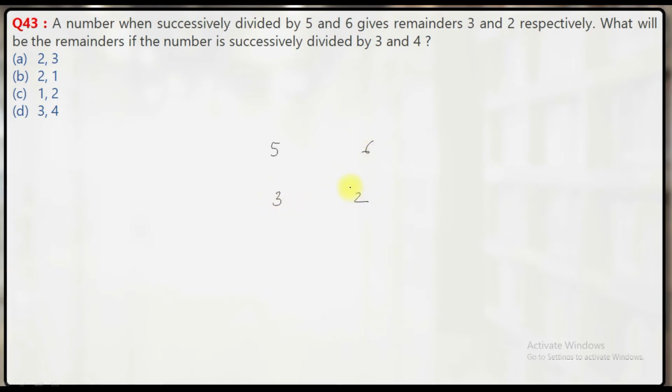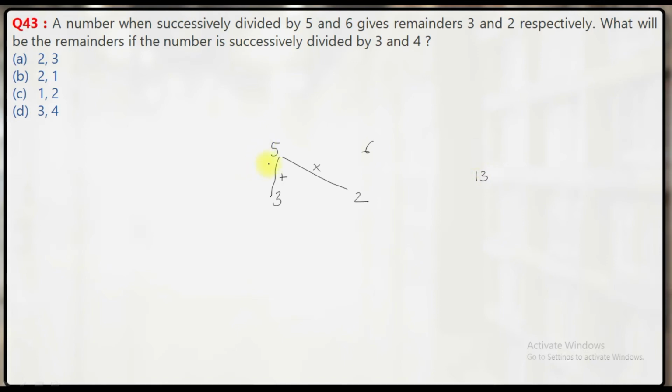3 and 2. So the smallest possible number will be 2 into 5 plus 3. That is 13 is the smallest possible number. Is it true? Think about that. Because 5 into 2 gives you 10, 10 plus 3, 13. 13 when divided by 5, what is the remainder? 3. But when you divide it by 6, what is the remainder? Is it 2? No, it's not 2.